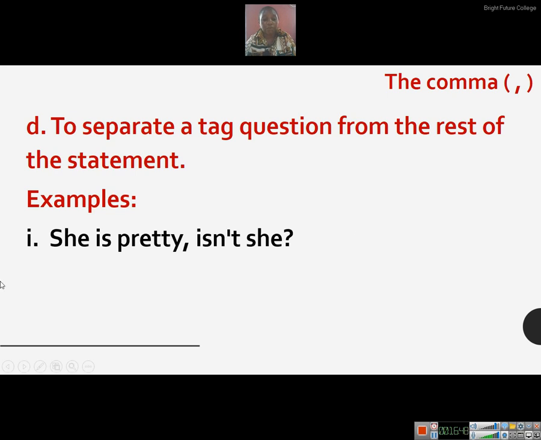For example, we have: she is pretty. That is the statement. Now the tag is isn't she. We have a comma there before the tag. She is pretty is a statement. The tag is isn't she. There is a comma there before the tag. Then we have: I am fast, aren't I? There is a comma there before the tag.